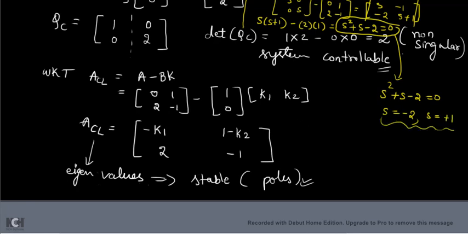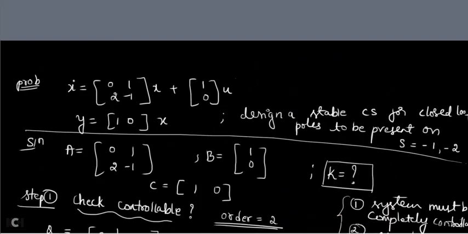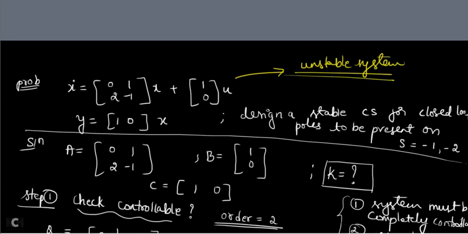Now is your system stable? No. This one is present on the LHS, but this one is present on the RHS because you have S equal to +1. If you mark it, it is present on the RHS. So therefore it is an unstable system. Okay. So what was the given problem? The given problem was initially an unstable system.